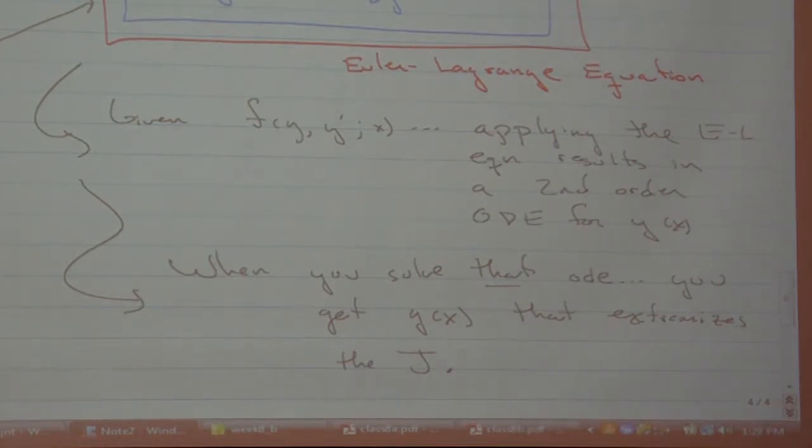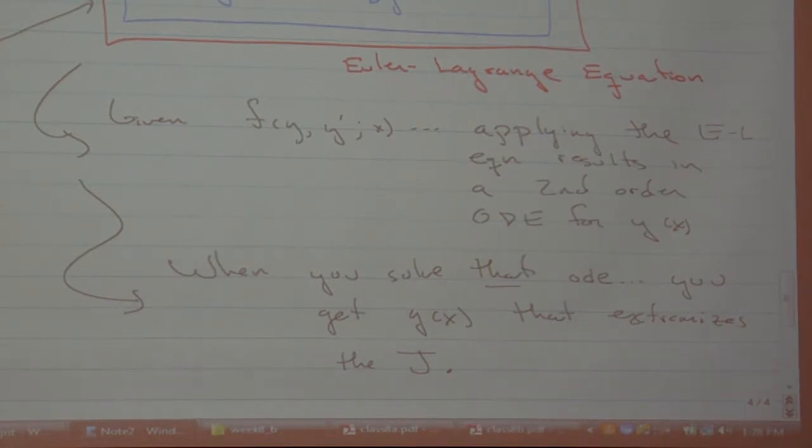When you apply the Euler-Lagrange equation, I like to say apply the Euler-Lagrange equation, because when you apply it, you get a differential equation out. When you solve that differential equation, you get a function. The function you get is the function which makes J extreme, within the boundary of x1 and x2, between these initial places that you remember. Okay?